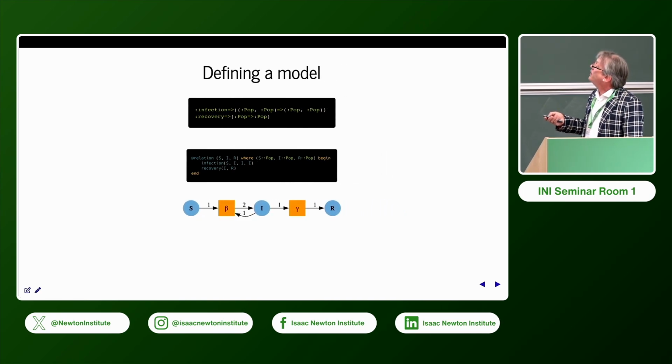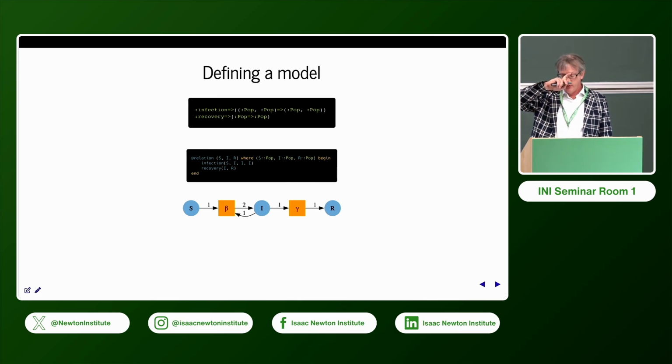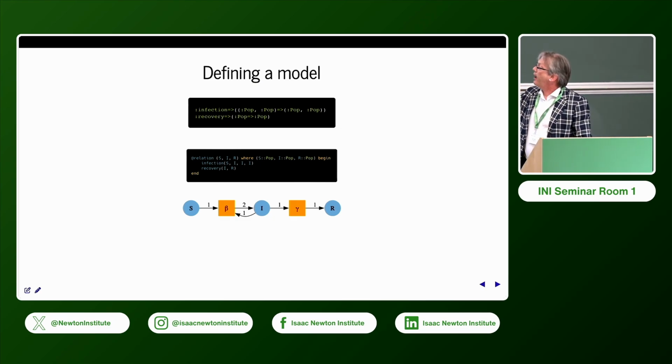So the standard SIR model has two types of transition, infection and recovery, and then we can essentially create a wiring diagram. The code for that is in the middle, where we just say infection results from an S and an I going to an I and an I, and recovery means an I goes to an R. And then from that, we can generate that Petri net at the bottom.